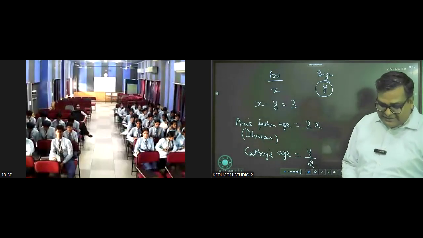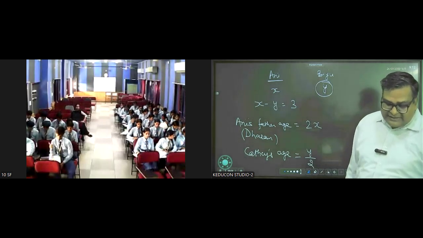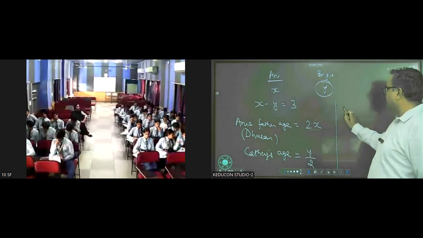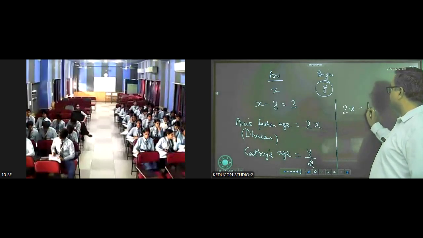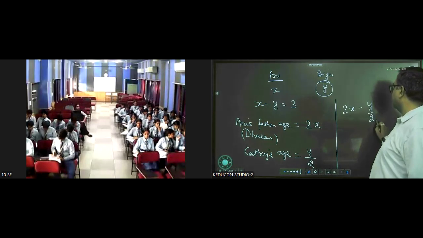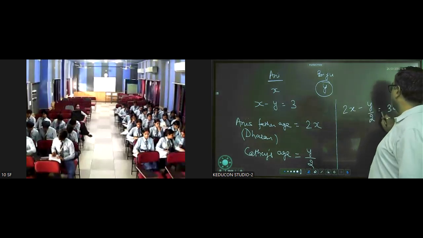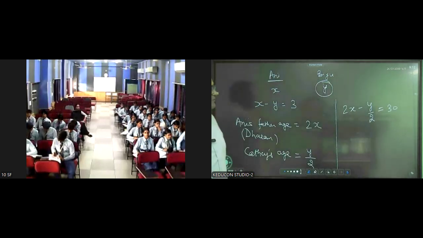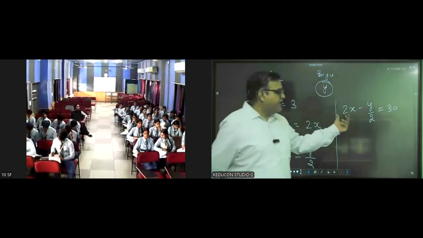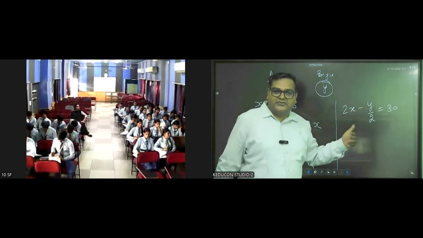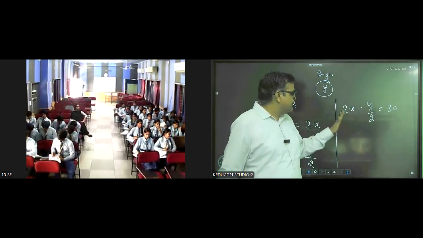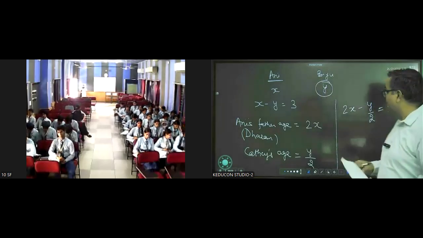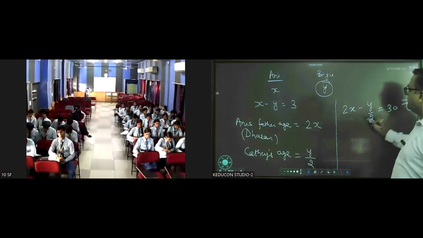Now come to the next. The ages of Kathy and Dharam differ by 30 years. Means age of Dharam minus Kathy is 30. Their difference is 30. Have you understood the problem, children? Dharam's age is 30 years more than Kathy's age. Means the difference of Dharam and Kathy is 30. So this will be your second equation. Now you have two equations.